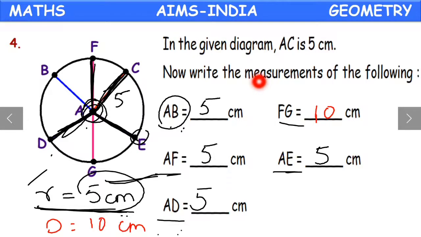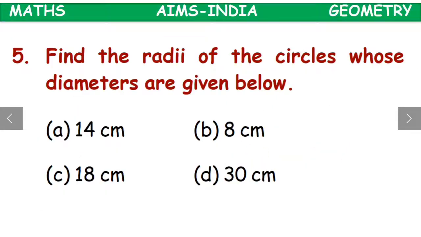We had the measurement of AC, and with the help of that, we have found out the measurement of all the remaining. Yes or no, children? So this is how you can use the relationship between the radius and diameter to find out the measurements. Now coming to question 5.